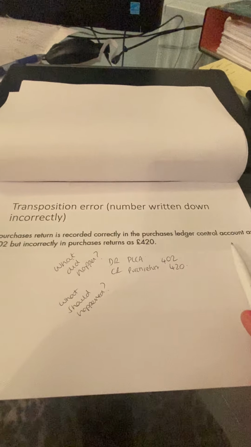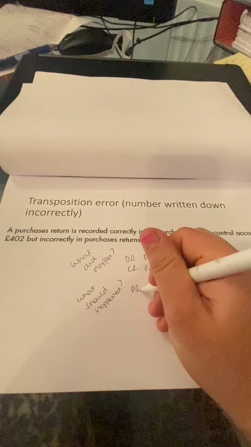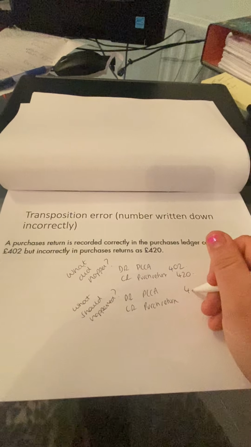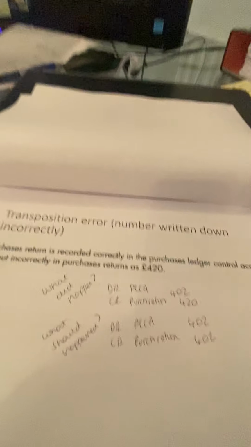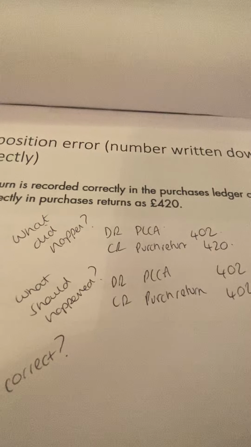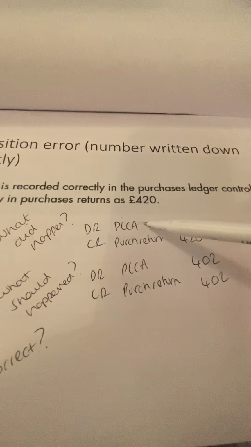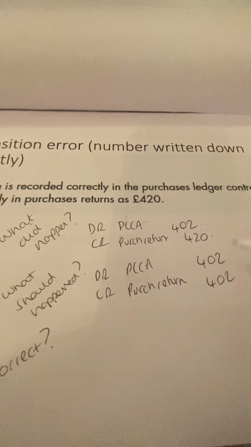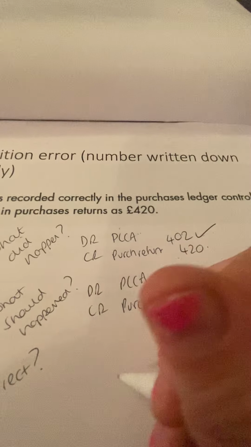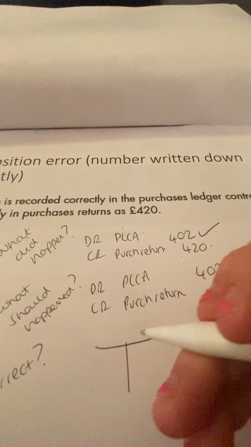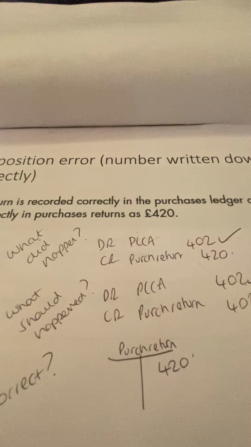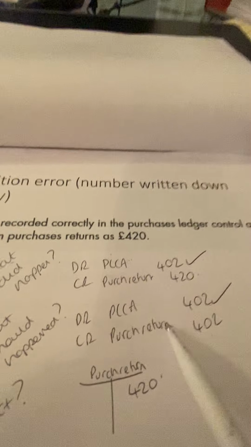What should have happened? Well, we've been told that the correct amount is £402. So the actual T accounts used were correct. It's the amounts that were incorrect. Okay, so how are we going to correct it? So look at what we've got. Debit PLCA 402, debit PLCA 402. So are we happy they match? Okay. So what we've got at the moment for our purchase returns is a credit of 420 and we want that to be a credit of 402.